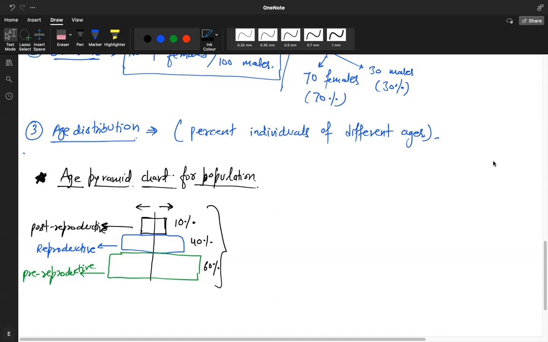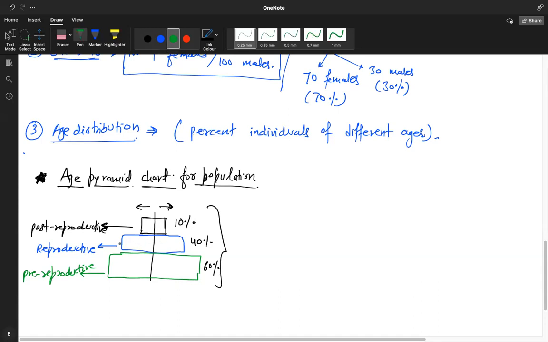Like the 60% will reproduce. They will not reproduce now, they are in the pre-reproductive phase. They are like kids, but they will in future, right? That's your point. Yes. So that's a very good way to analyze it.